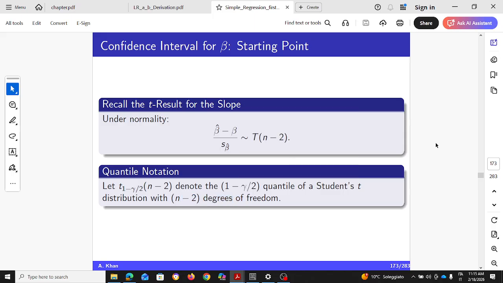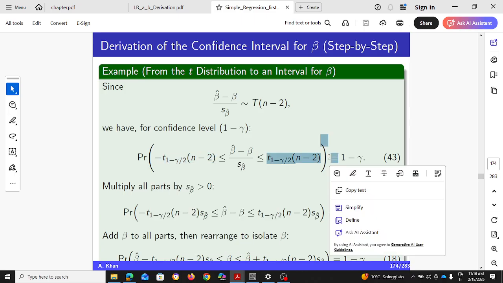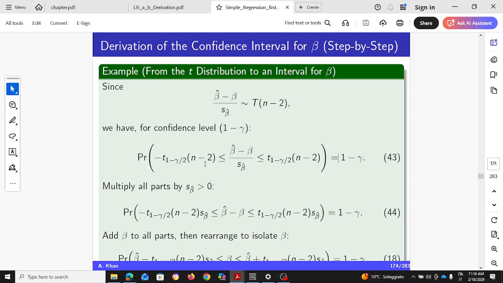For a quantile, we take some part of our distribution. So we have this for our estimator beta, and we want to build a confidence interval for it, so we take this quantile. We have the right tail of our distribution on the right side, and a left tail on the left. So we bound it this way, between this quantile and this quantile, keeping in mind n minus 2 degrees of freedom.